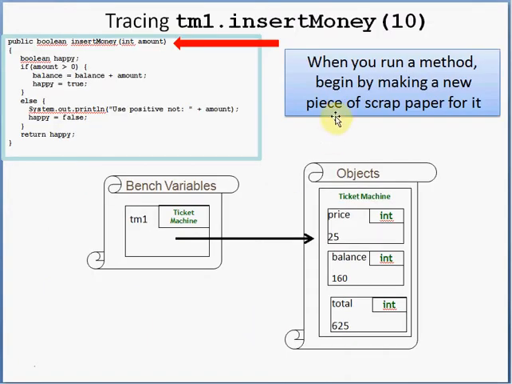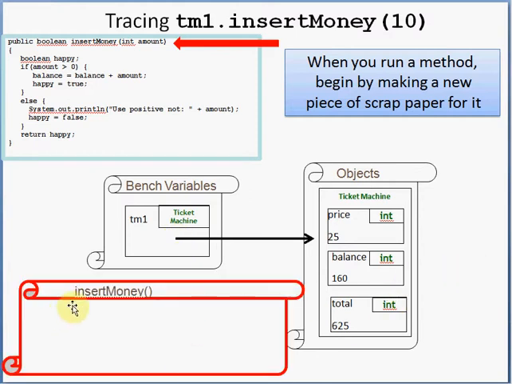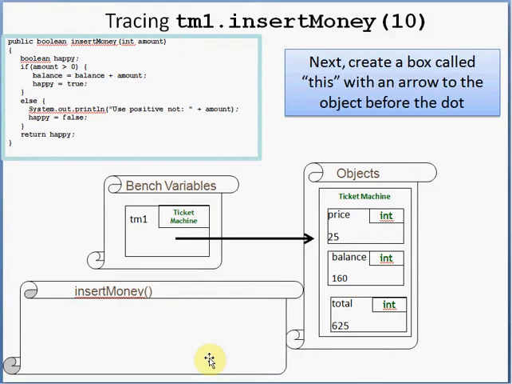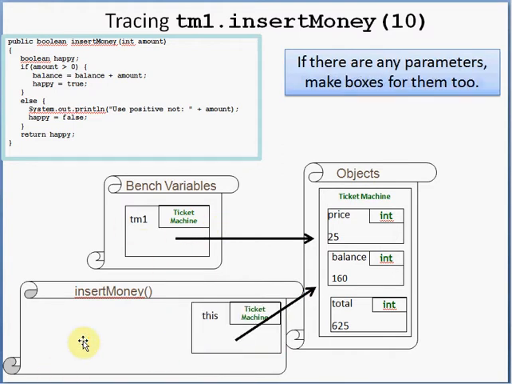Okay, so we're going to run the method. Here's what we had before we started to run the method. Whenever you run a method, make a new piece of scrap paper for it. So this is the insertMoney method, so that's what we've got on here. Now the first thing you do when you run a new method is you make a this and point it to the object that was before the dot, or the object that you right-clicked on. In this case, it was TM1. So we've got this. Now we look and see, are there any parameters in the method? And if there are, make boxes for them.